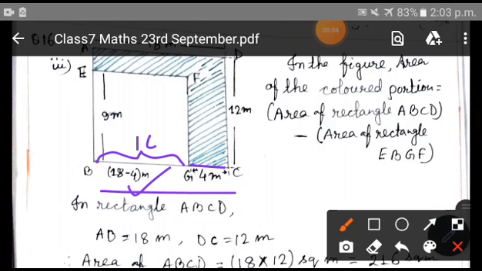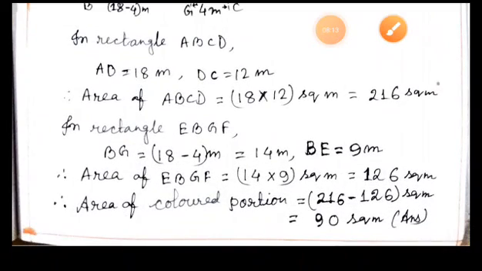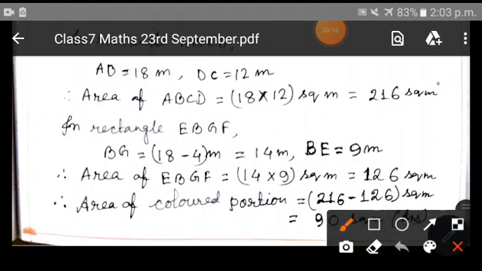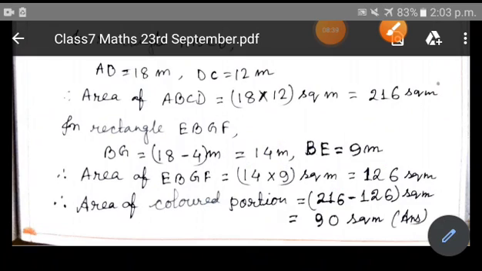So this is 14 meter and this value is 9 meter. So you can now take out the area of the inner rectangle also by multiplying length into breadth. So 14 into 9, that is 126 square meter. So you are writing the area of the colored portion is 216, that is the area of the outer rectangle, minus the area of the inner rectangle, which is 126. So 216 minus 126, you are getting 90 square meter. Alright children, so you are going to listen to the explanation from the video and work out the given sums in your classwork notebook. Thank you for today.